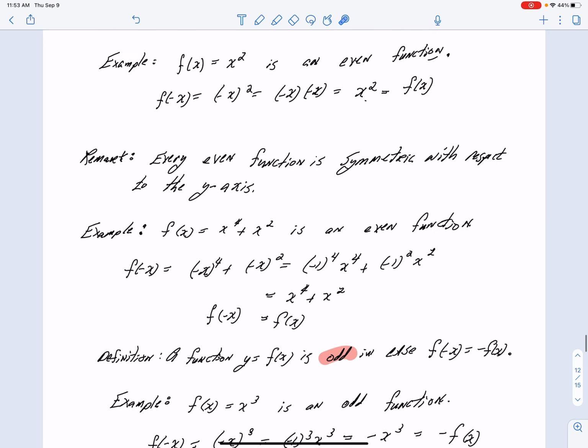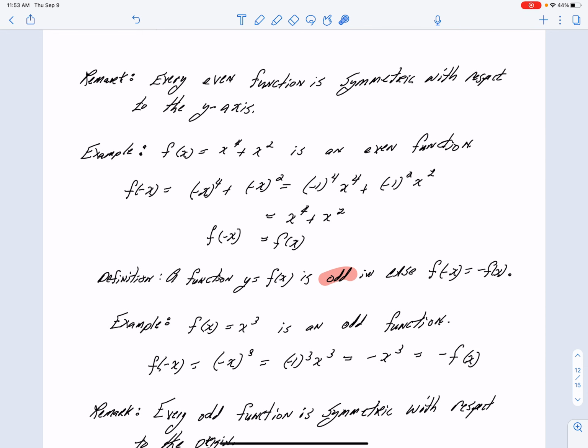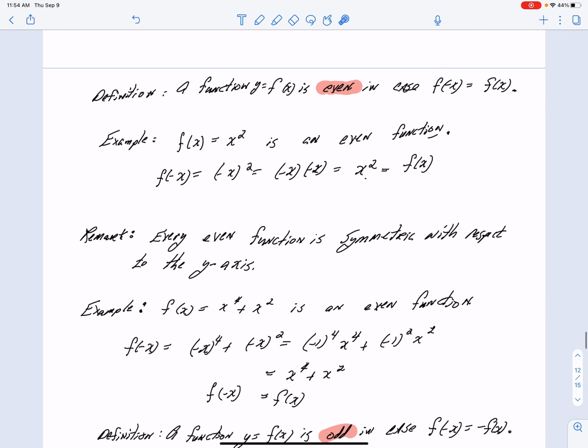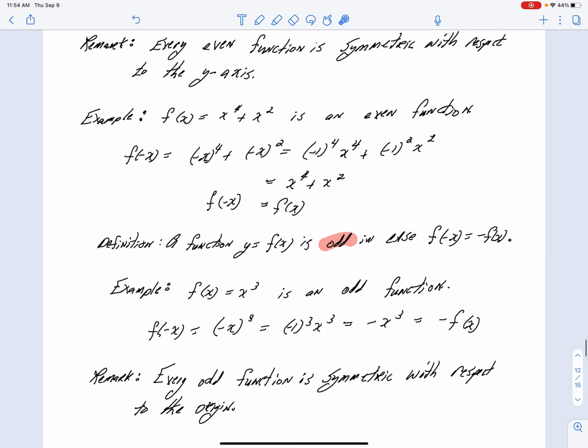Interesting. All right, so what's nice about even functions? The answer is every even function is symmetric with respect to the y-axis. We talked about symmetry last time with respect to the y-axis. And if I have an even function, then in fact I have symmetry with respect to the y-axis. You'll recall last time we looked at f of x equals x squared, and sure enough, it was symmetric with respect to the y-axis.